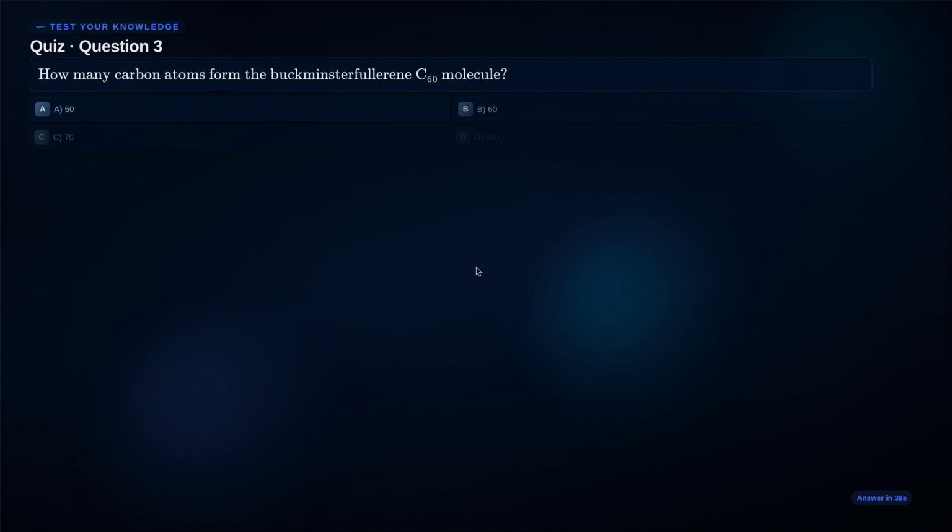Quiz question 3. How many carbon atoms form the buckminsterfullerene C60 molecule? Option A, 50. Option B, 60. Option C, 70. Option D, 100. Think about the famous soccer ball-shaped molecule.